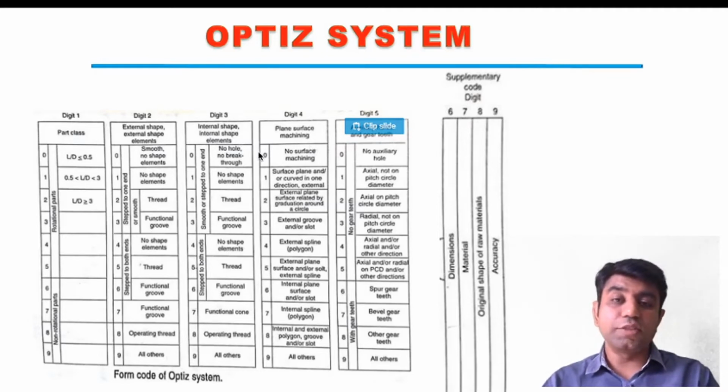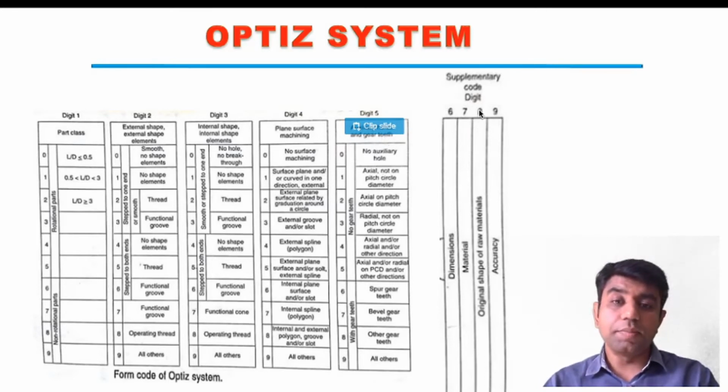The fourth digit defines the plane surface machining, right? Whatever machining you are doing on the plane part, as per that we have different digits, right? If you write 6 in the fourth digit, then it means internal plane surface or slot, right? So we can get the data in this way. The fifth digit of the form code means the gear teeth system, right?